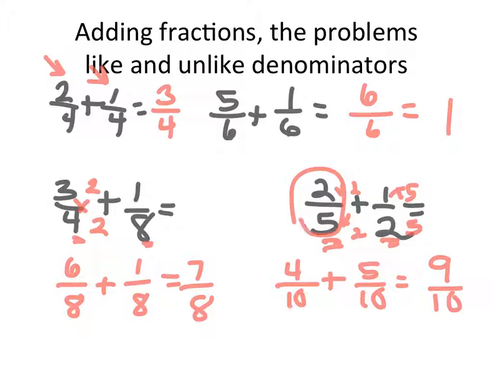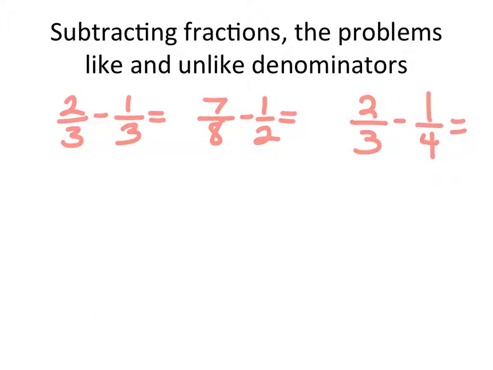This fraction is the same as this, equivalent fractions. This is the same as this. They're just cut into smaller pieces. And because we have the same denominator, the same bottom number, we can add them together, like apples and apples.